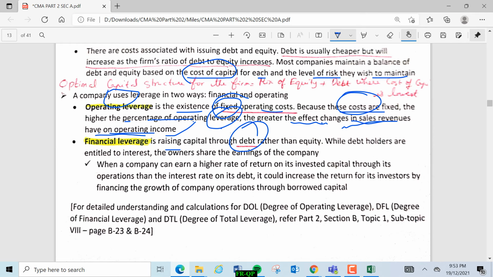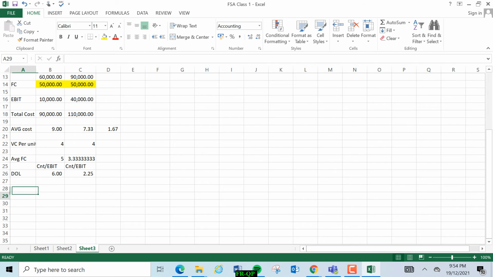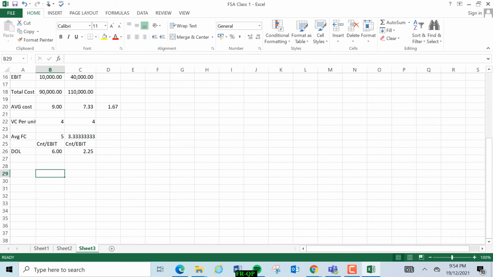the debenture holders are entitled to interest. The owner shares the income of the company. So the interests are fixed. So in that case, what is happening here? Say everything is fine in the company A.